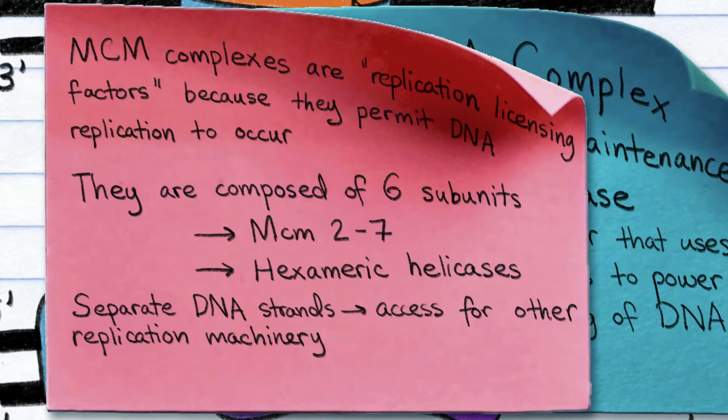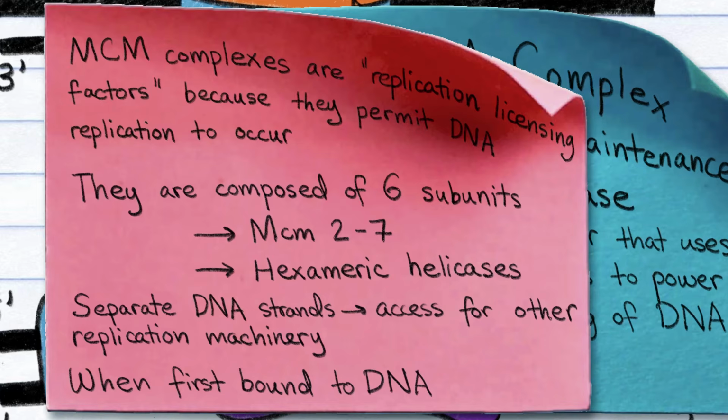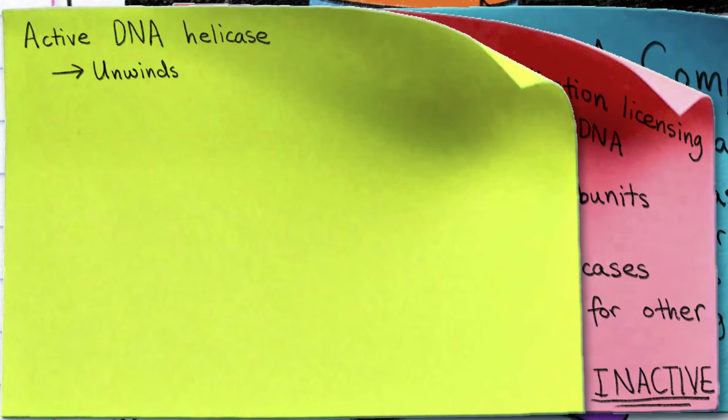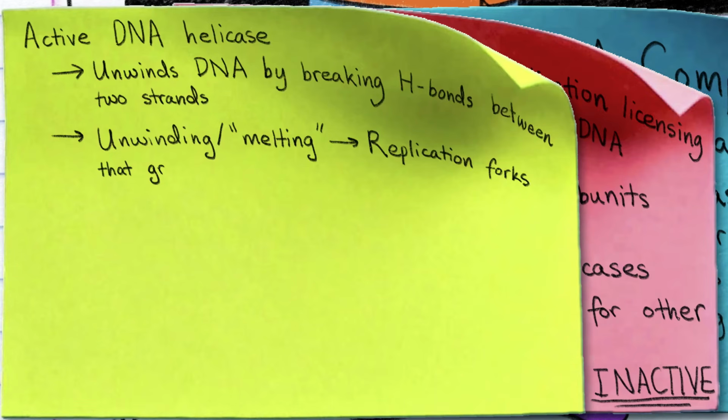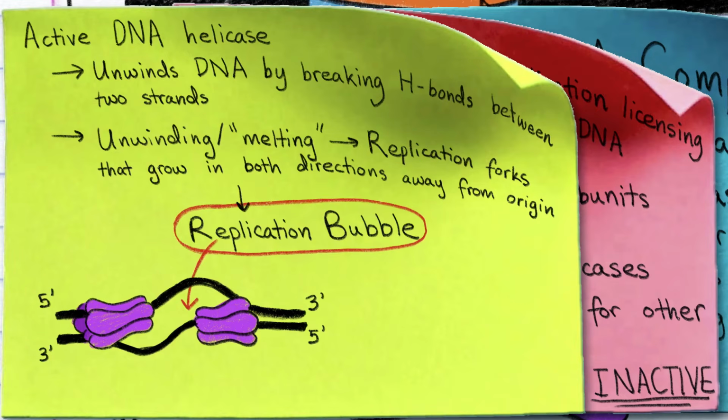However, at the point when the MCM complexes are bound to double-stranded DNA, the helicases are inactive. Later on, active DNA helicase plays a crucial role in DNA replication, since it unwinds the DNA, breaking the hydrogen bonds between the 2 strands. The unwinding or melting of the double-stranded DNA into 2 single strands results in replication forks that grow in both directions away from the origin, forming the replication bubble.